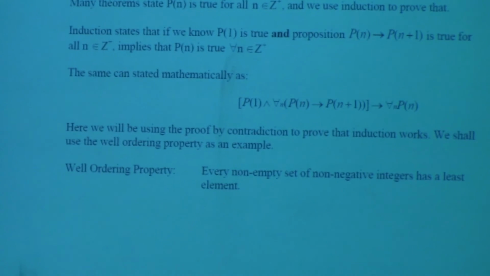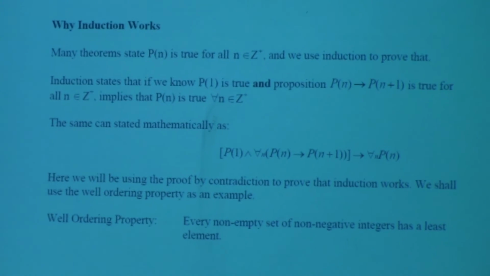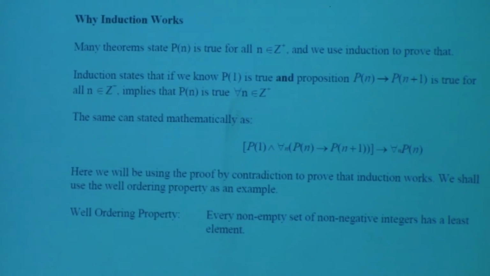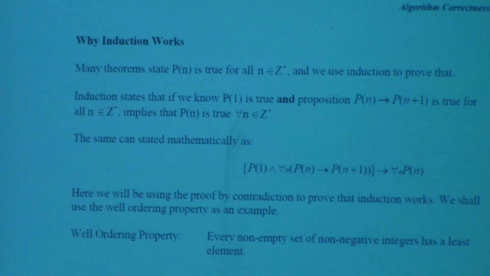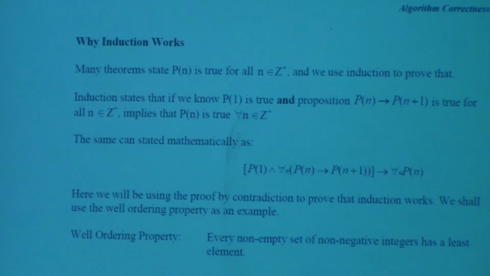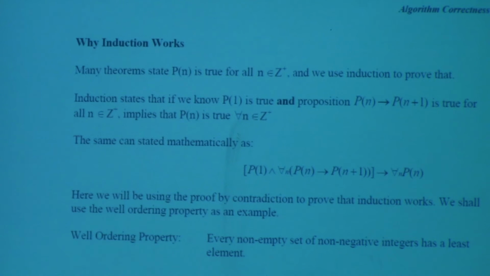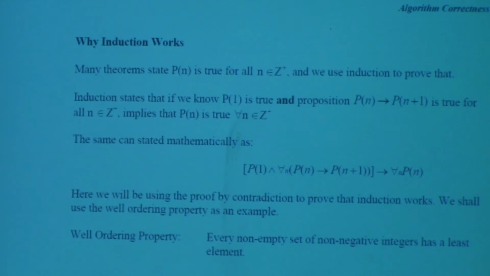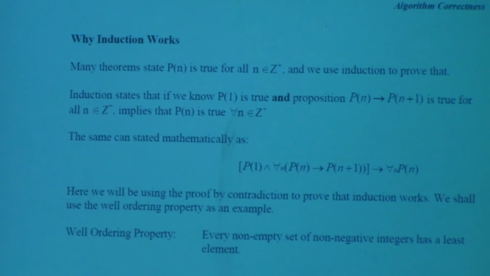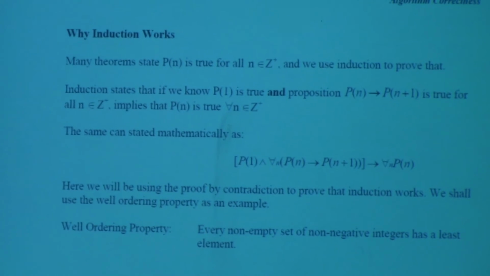So for that, we're going to prove that induction is a correct proving technique. We can't prove it by induction, we can't prove it directly, but we will prove it using contradiction. So we're going to try to prove induction works by trying to argue that induction doesn't work and showing that that assumption leads to a contradiction, which means that induction in fact works.